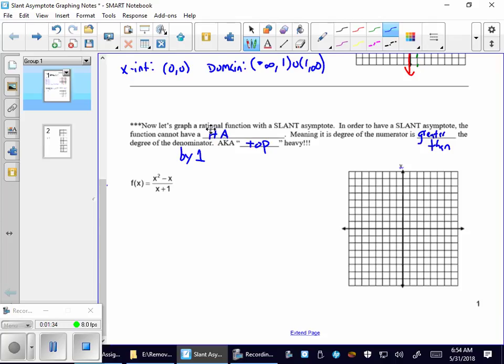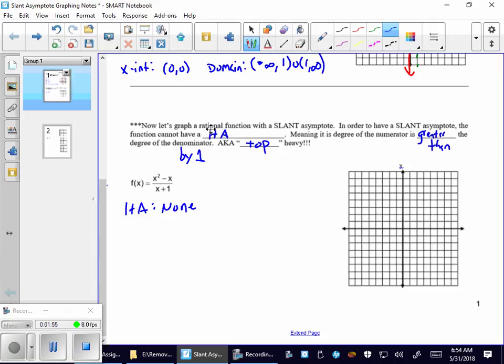So in this case, again, the top is heavy. So there is no horizontal asymptote because this numerator is going to grow faster than the denominator. Therefore, the fraction is going to keep getting bigger and bigger, and we won't approach any specific value. So when we put horizontal asymptote, there aren't any. It's none.